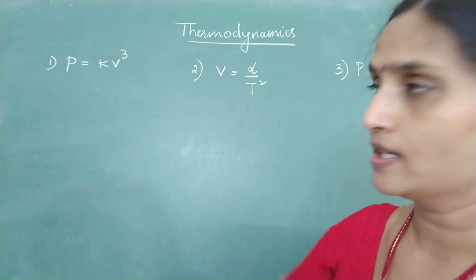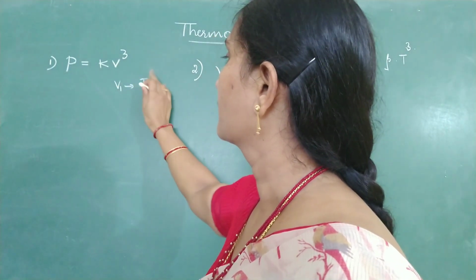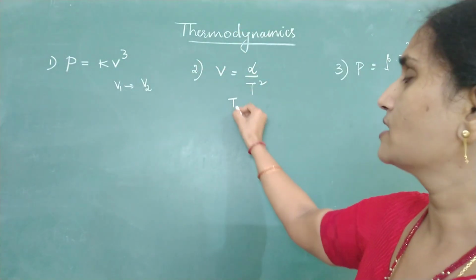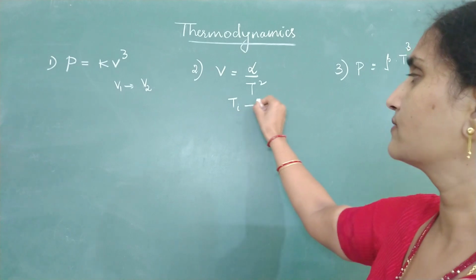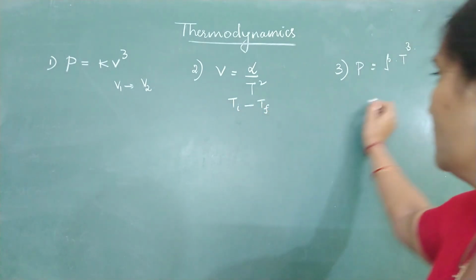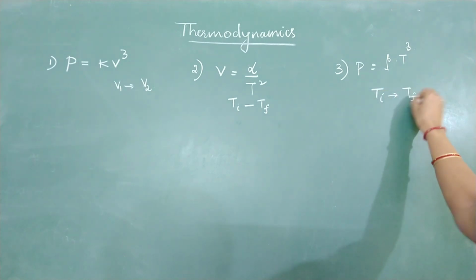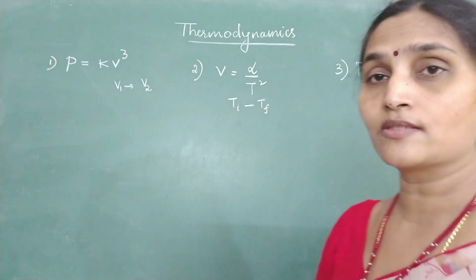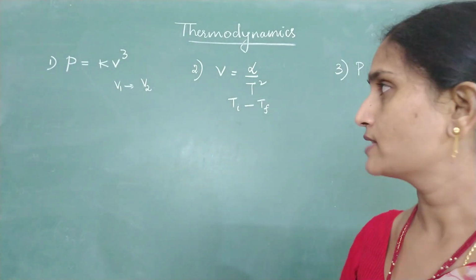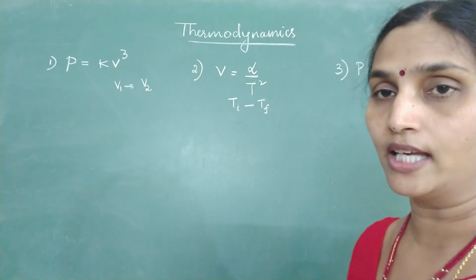Limits will be provided. Say here the volume is changing from V1 to V2. In this case temperature changes from Ti to Tf, where I is initial and F is final. Whatever limits are given. Even in this case, let the temperature change from Ti to Tf. But in all the 3 questions, we are asked to evaluate the work done, and the gases are ideal. So as long as it's an ideal gas, we know it obeys the ideal gas equation, PV is equal to nRT.